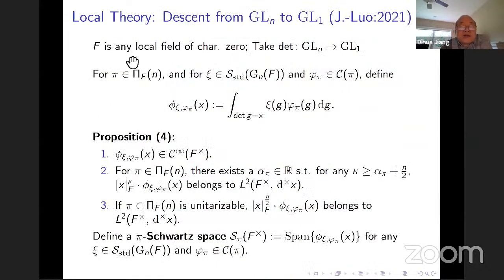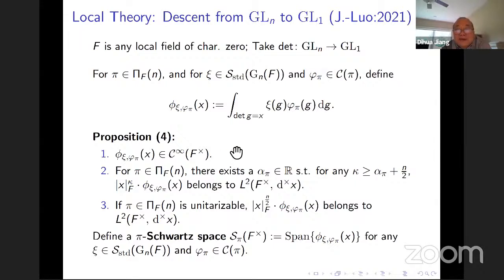All right, so now we descend the GL_n to GL_1. So for any local field of characteristic zero, take a determinant. So this is a rational map. And so you take a pi, and then the standard Schwarz space, C. And then I take this Radon transform, right, fiber integration. This is the hyperplane. So you take this, and now we show that this function actually is a smooth function on this local space. It's technical, but you can prove it. I will not talk about the proof here.